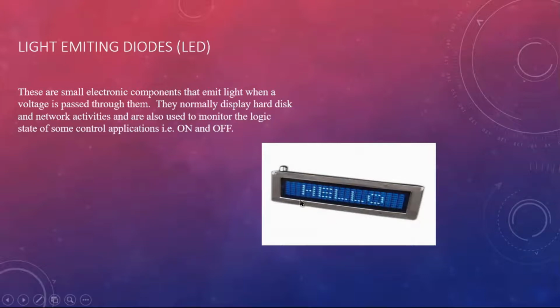For example, in this image, you see that this monitor is trying to send us a message saying hello, but out of all the LED bulbs, only the ones that form the image called hello are on, meaning the rest of the bulbs are not receiving current. Only the ones which will generate the message hello are going to be turned on. That is how the light emitting diode works.